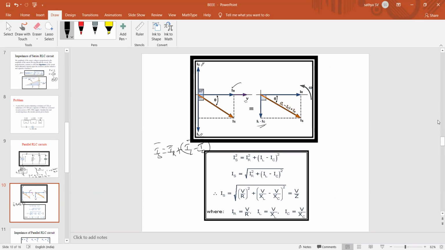For your convenience, if it is series, Vs equals VR, VL, VC. In the place of I, just V. If it is parallel, it should be current. The sequence remains the same. Or else, if you shift IL to the positive j omega axis, it should be IC minus IL whole square, correct? So whether it is IL minus IC or IC minus IL, the whole square value remains the same or not? Understand my point?